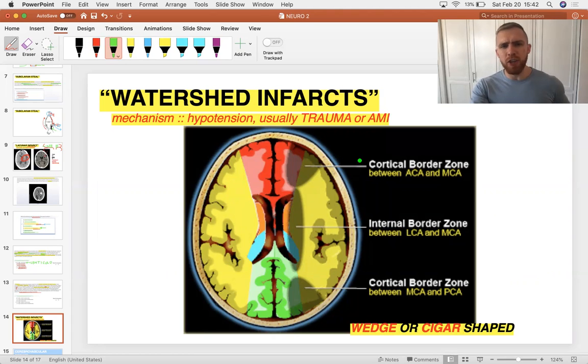What are the watershed, or where are the watershed areas? Here they are. They're in the front and the back of the brain. These are called your cortical border zones, where the cortex can start seeing symptoms. Your ACA and MCA region is in the anterior part of the brain. The watershed between the MCA and the PCA is in the posterior part of the brain. And these are called wedge-shaped infarcts.